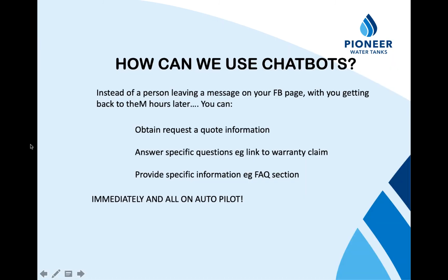straight up. So as I said before, how can we use the chatbot? We can use it to request a quote information. We can answer specific questions that they've had, for example, how to make a warranty claim. We can have specific information like an FAQ section. But the beauty of it all is that it's all immediate and it's all on autopilot. And the only thing that's restricting you is your imagination about what style of information you want to have ready to go when people come to your page and you are not there.